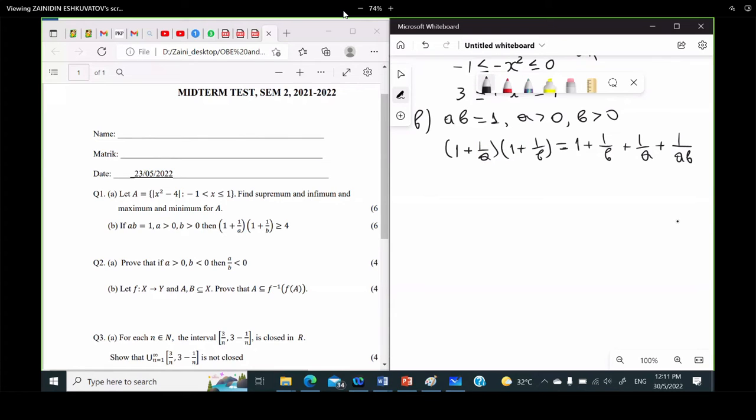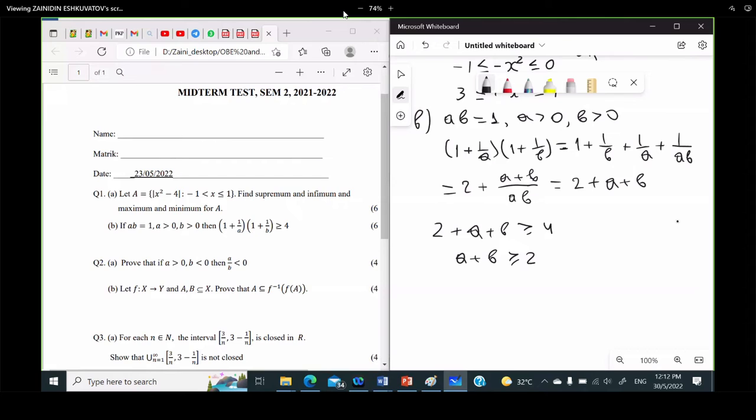So it is equal to, so 1 plus 1 is 2 plus, now if I give common denominator AB, here A plus B. So AB is equal to 1. That's why it is 2 plus A plus B. You see, this expression is equal to this. So if I substitute into here, so 2 plus A plus B should be greater than or equal to 4, or A plus B should be greater or equal to 2.